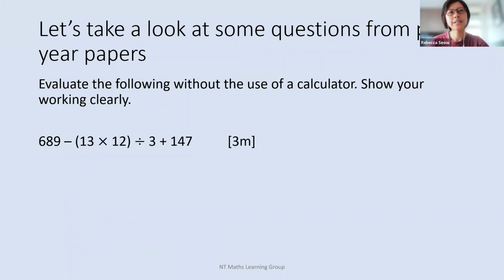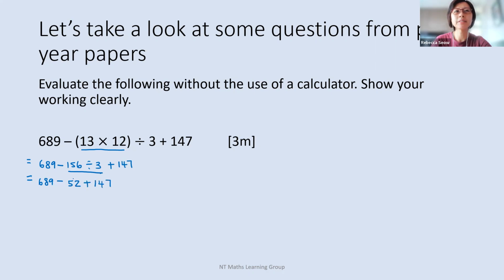Next, 689, take away 13 times 12 divided by 3 plus 147. Let's work on what's in the bracket first. So we have 689, take away 156 divided by 3 plus 147. What do we do next? Division. So 156 divided by 3, we get 689 minus 52 plus 147.